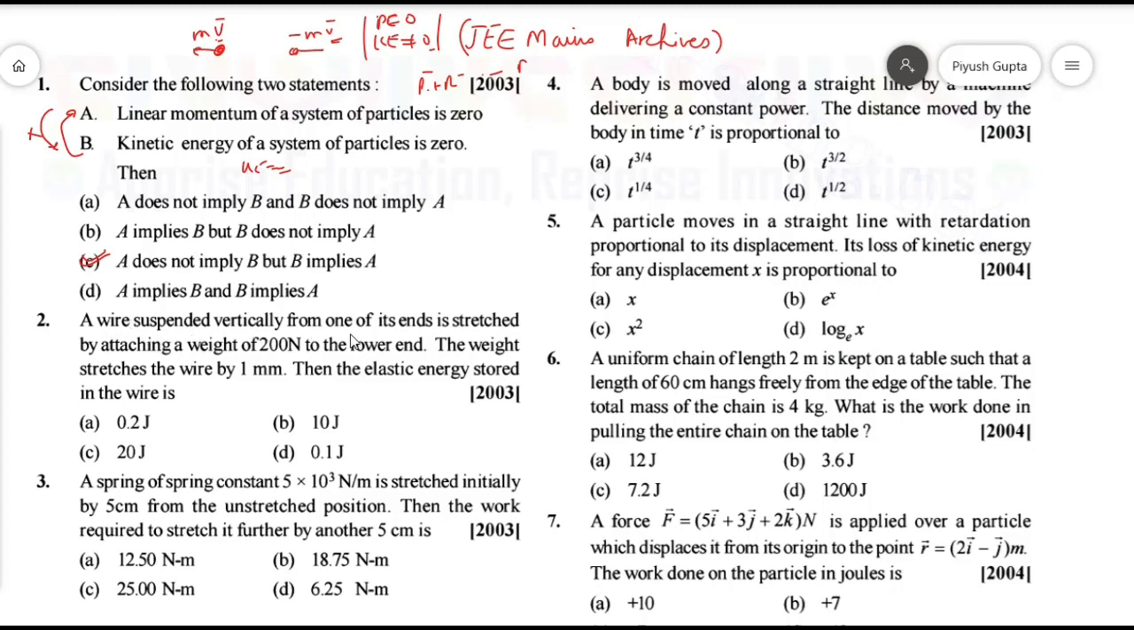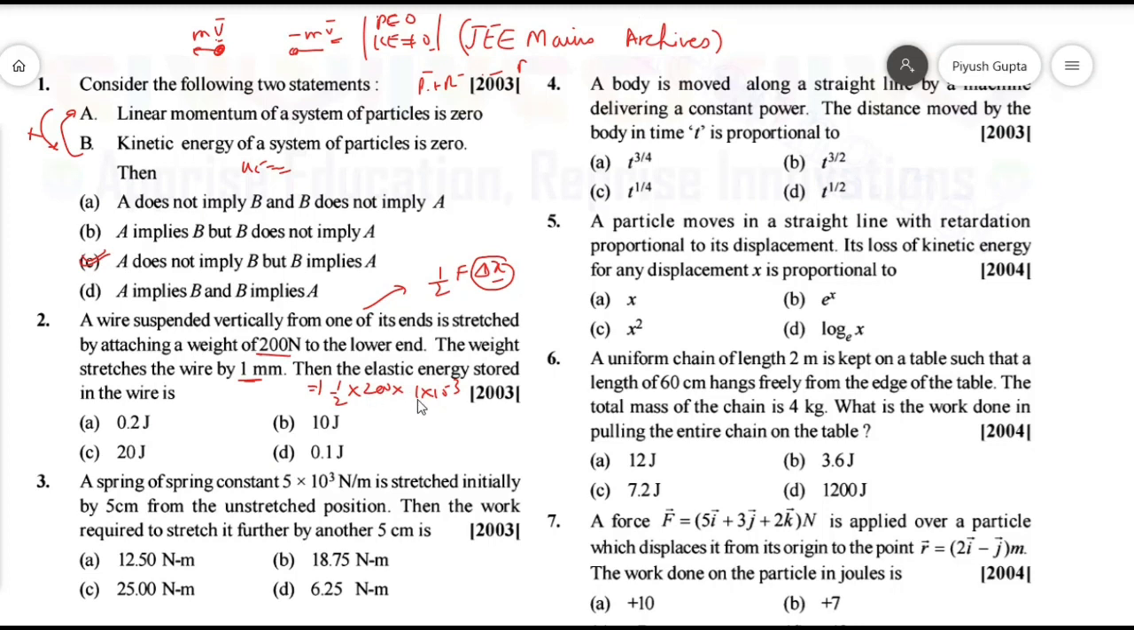A wire suspended vertically from one of its ends is stretched by attaching a weight of 200 Newton to the lower end. The weight stretches the wire by 1 millimeter. Then the elastic energy stored in the wire is... for this, the derivation part is there in the properties of the material chapter. So here I'm not going to derive it, I'm just going to give you the formula, that is half into F into the elongation. F is the external force used to stretch the wire, and delta x is the elongation. So using that formula, you write half into 200 into 1 into 10 to the power minus 3.